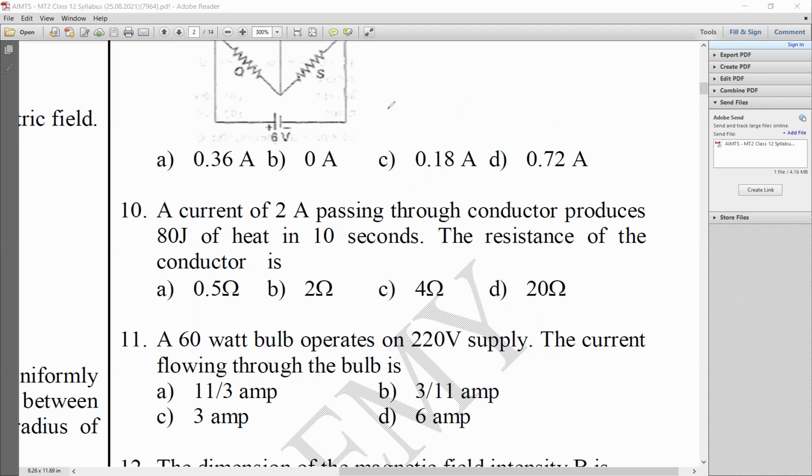Now coming to question number 11. A 60 watt bulb operates on a 220 volt supply. The current flowing through the bulb. So power is given. What is power? See, H is equal to I square RT, right? So T goes away. Power is equal to I square R. Now I can write IR as V. V is given, power is given, so I can find the current. Okay. Now coming to question number 12.